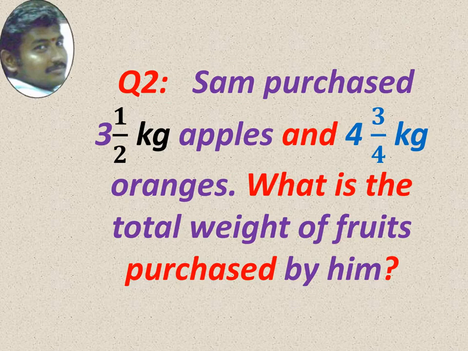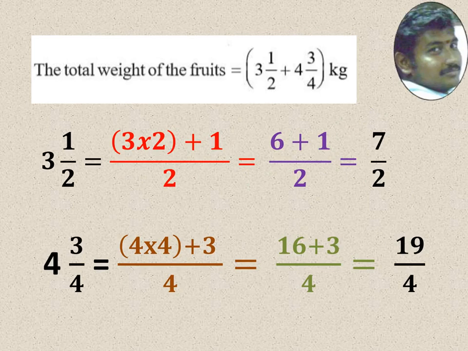Let's see the next one. Sam purchased 3 1 by 2 kg apples and 4 3 by 4 kg oranges. What is the total weight of the fruit purchased by him? Here mixed fractions are given. So with mixed fractions, first we have to make them improper. After making them improper, you can check like or unlike. You see 3 1 by 2. 3 into 2 is 6, plus 1 is 7, 7 by 2. So 3 1 by 2 is equal to 7 by 2.